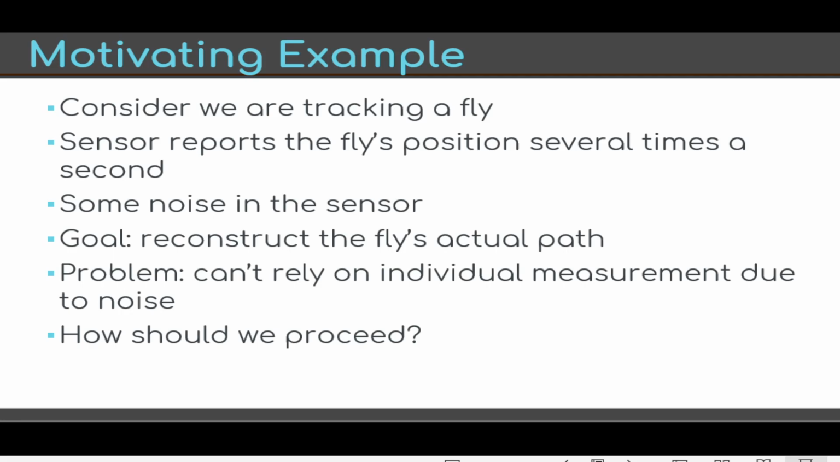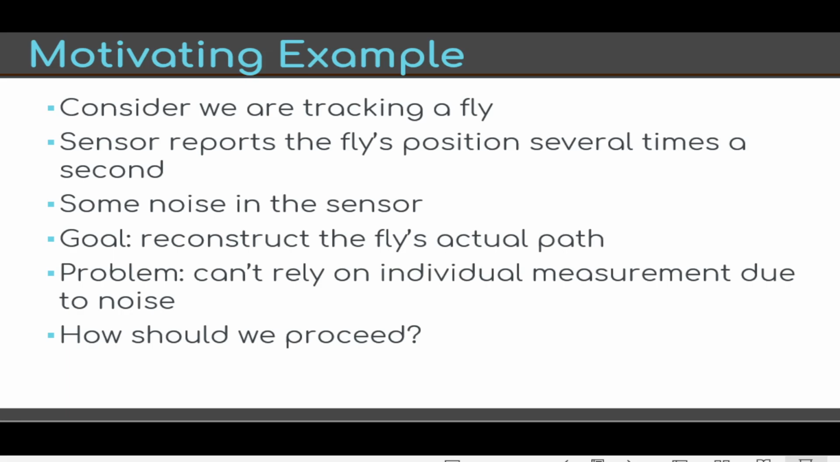All of these things are a bit of noise, features of the environment that aren't static, that, compared to our goal, aka tracking the fly, are visual clutter, things that will obfuscate what we're trying to do, make our problem a little harder. And maybe our goal is to reconstruct the fly's path. The problem is we can't rely on individual measurements because of the noise.